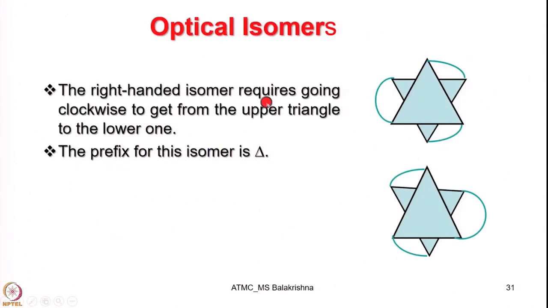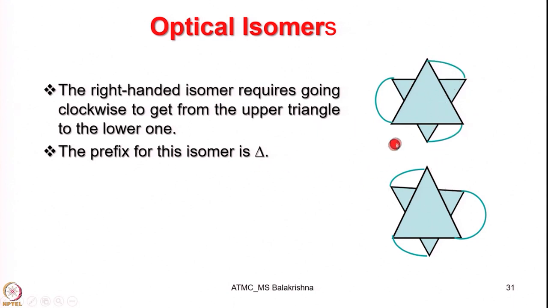Okay, I have shown here something like this. Then the right handed isomer requires going clockwise to get from the upper triangle to the lower triangle. So that means if you start tilting this one, basically what happens, it comes to this one. The prefix for this isomer is given as delta, something like this. You should remember that for the right handed isomer, you just take this one and do one clockwise rotation, and then you will end up with this one.